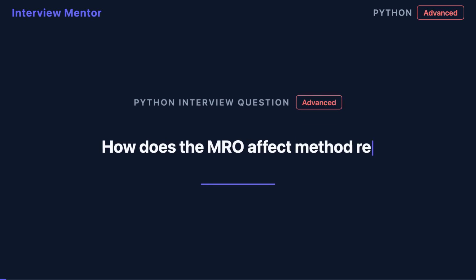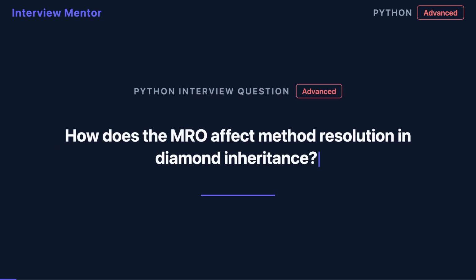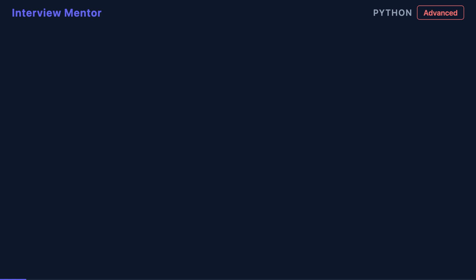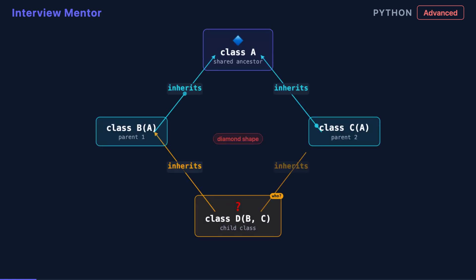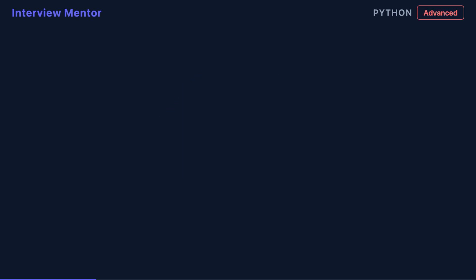What if two parent classes inherit from the same grandparent? Who wins? That's diamond inheritance. Class D inherits from both B and C, both of which inherit from A. When D calls a method on A, Python must pick a path. Without a rule, A's method could execute twice, once through each parent.